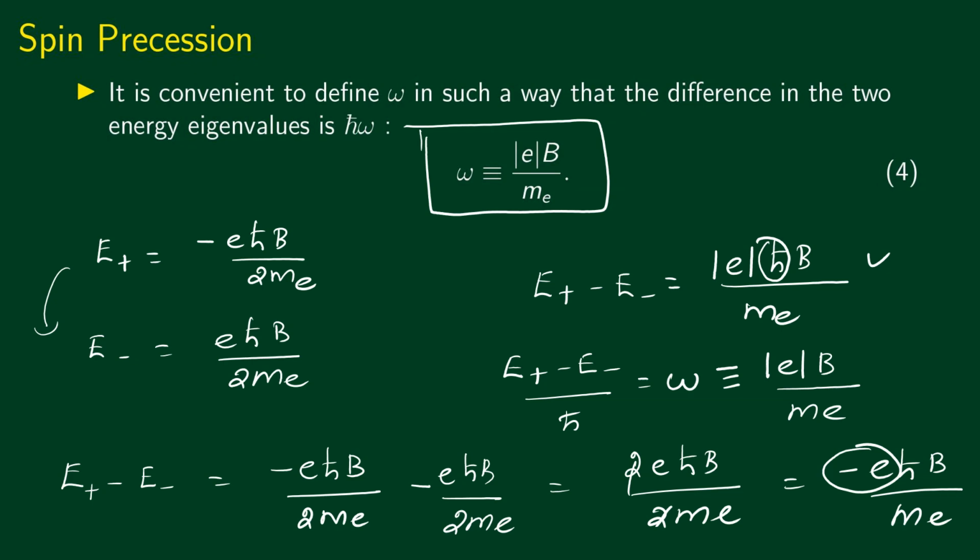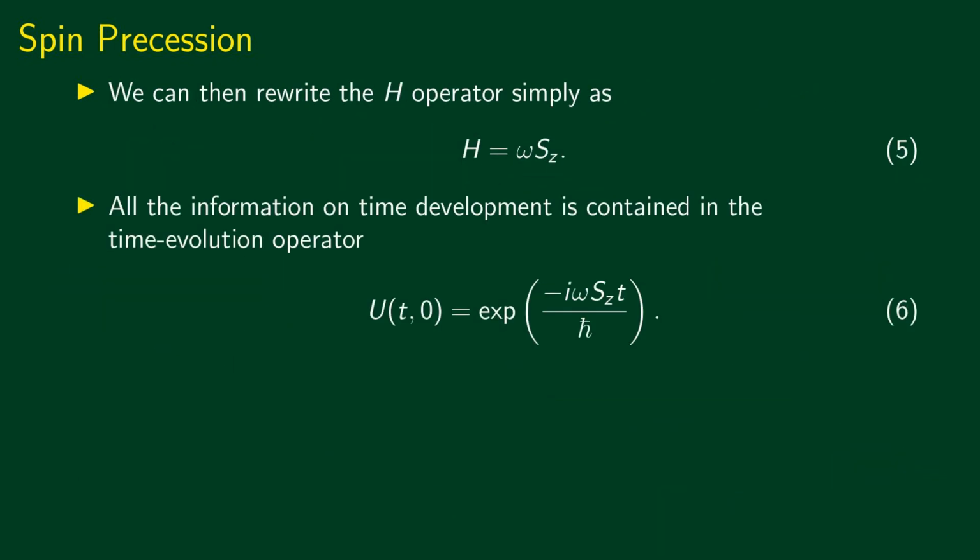It's convenient to define omega in such a way that the difference in the two energy eigenvalues is h bar omega. Now the difference in two energy eigenvalues is h bar omega. We had H is equal to minus EB divided by ME SZ. Since E is negative for the electron, we can write this as modulus E B divided by ME multiplied by SZ, and this is what we defined as omega.